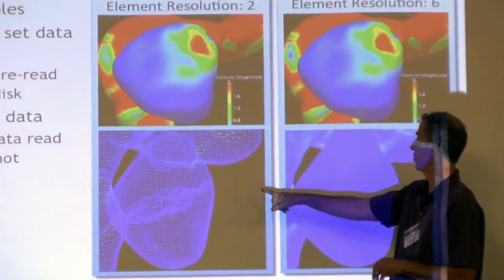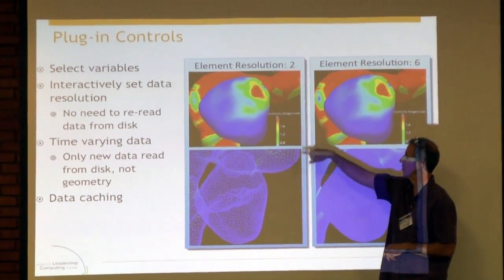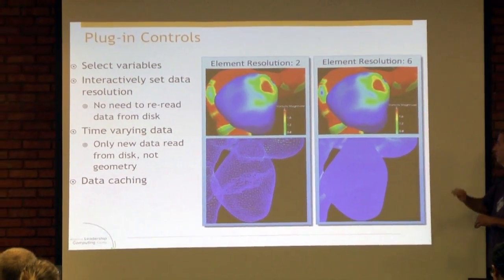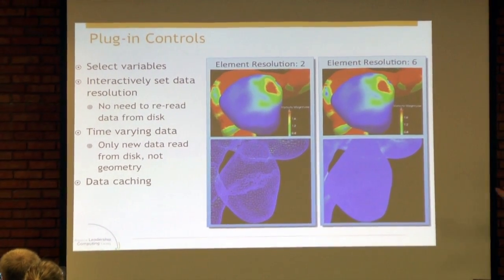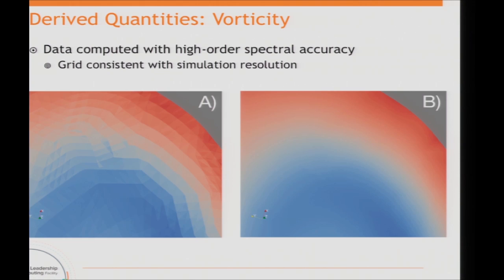So here's an example. I don't know how easy it is to see, but this changes the resolution from the lowest resolution. It's hard to see in these two images, but the lower resolution one is more faceted, and then in a higher resolution, obviously it's more smooth, with more accurate results. And that's actually another thing when I mentioned doing the derived quantities. Because they're using the finite element code, they're able to calculate it with higher order spectral accuracy.